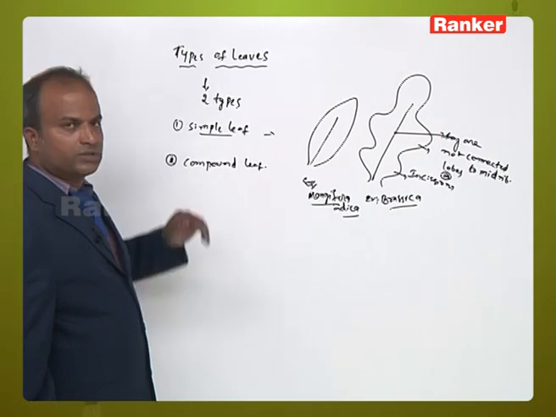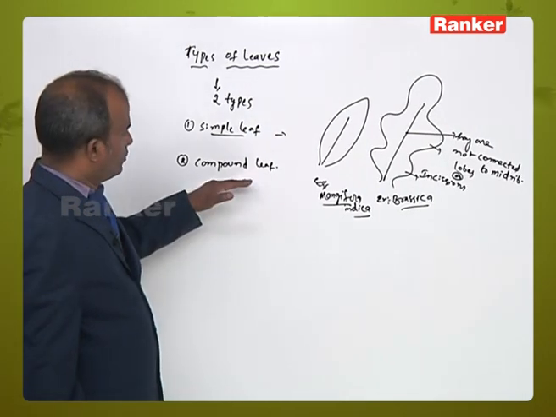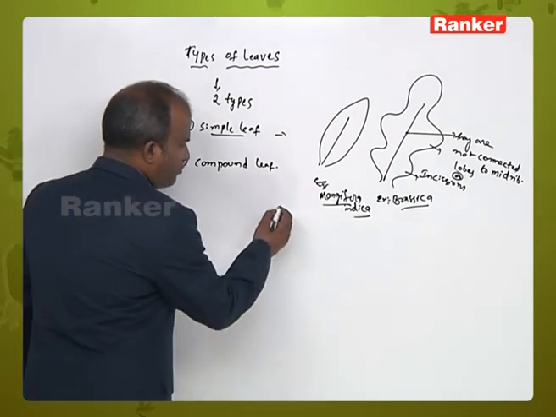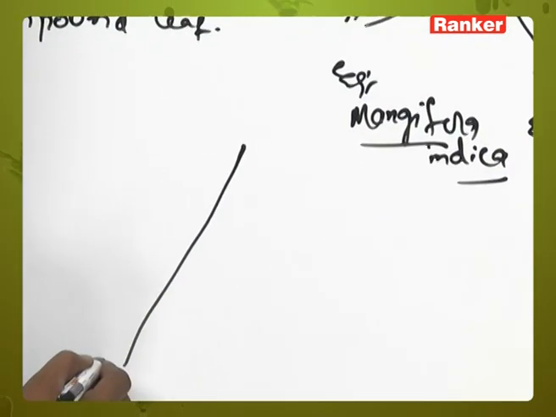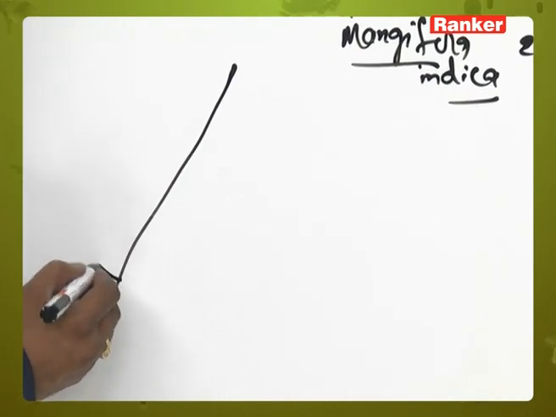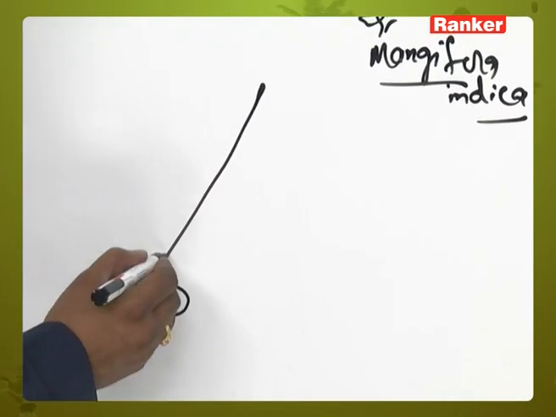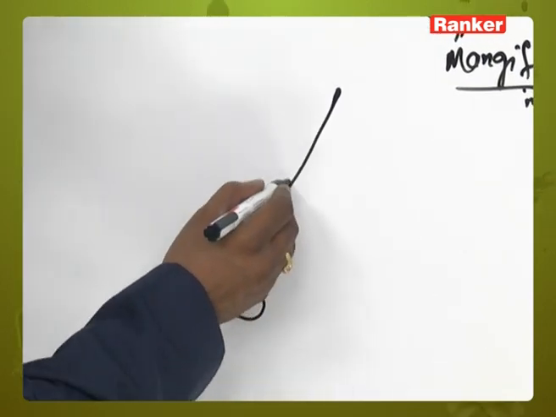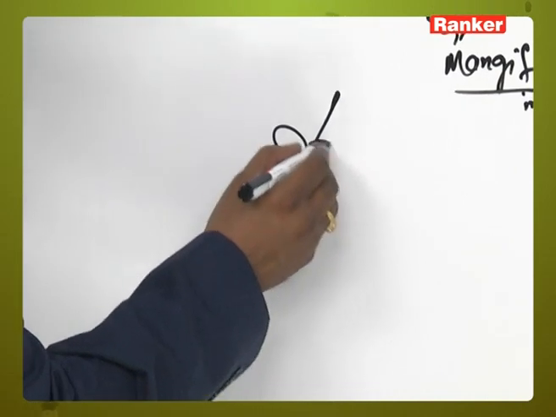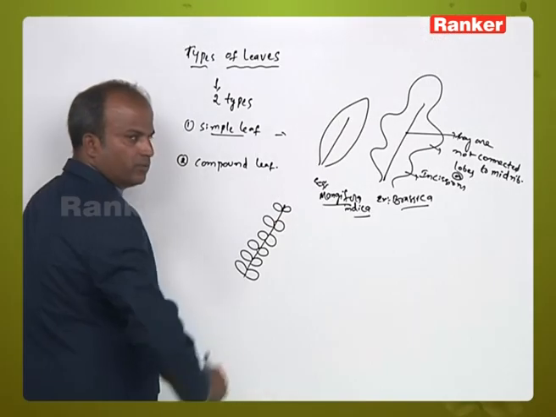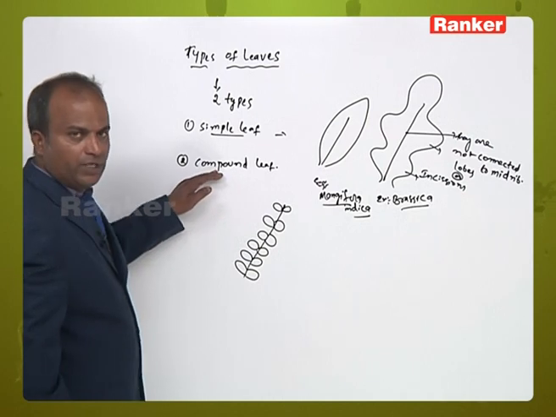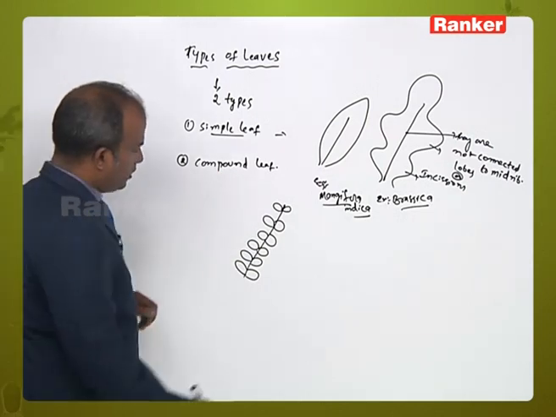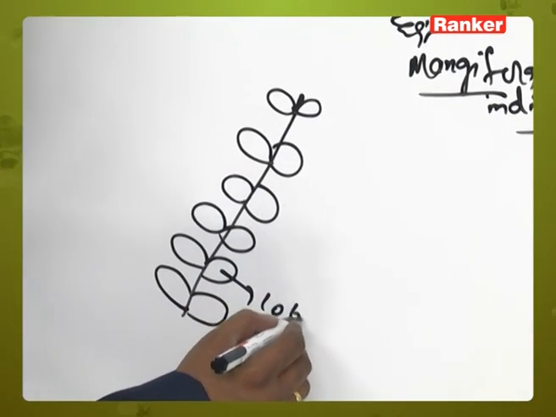When we move towards the compound leaf, the simple differentiation is this: in a compound leaf, it shows incisions or lobes, and these lobes or incisions are attached to the midrib. That means in the compound leaf, the leaf does not show an entire margin. It shows incisions.